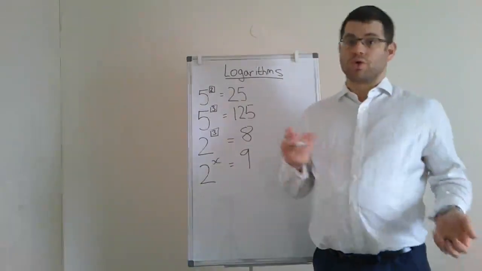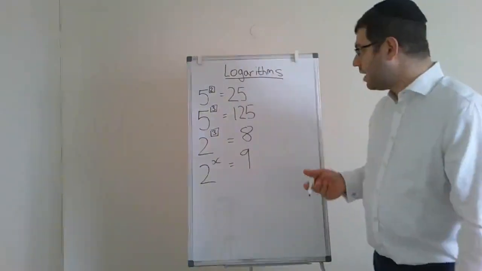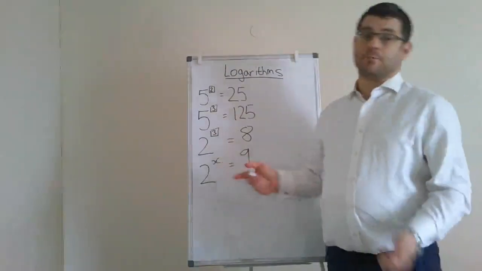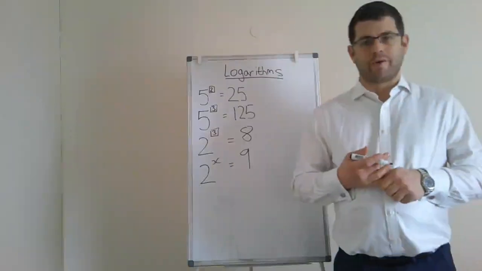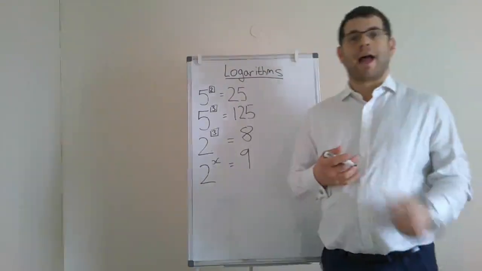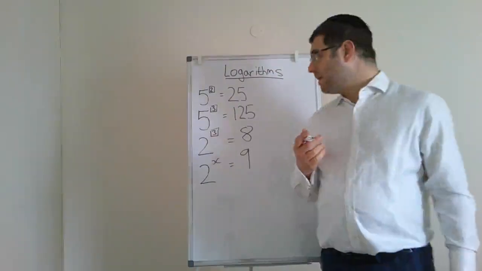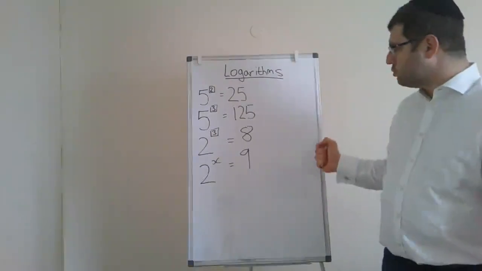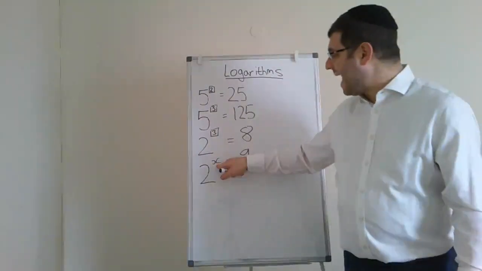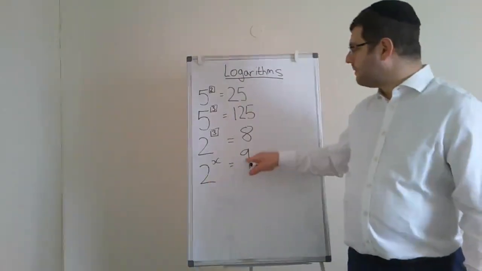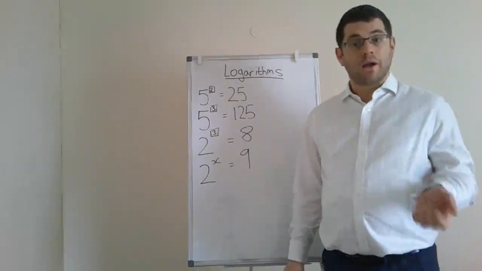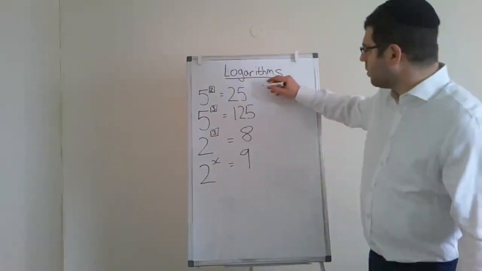We could use trial and improvement to get an estimate for that value, but we want to do a bit better than that. And that's where logarithms come in. Logarithms are used to find that power for a specific base being equivalent to a number. So let's have a look.